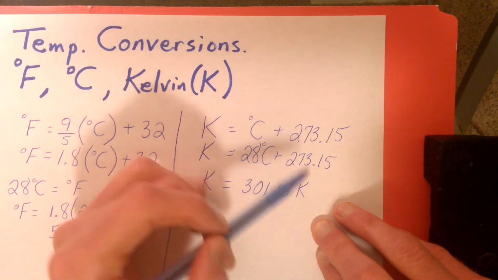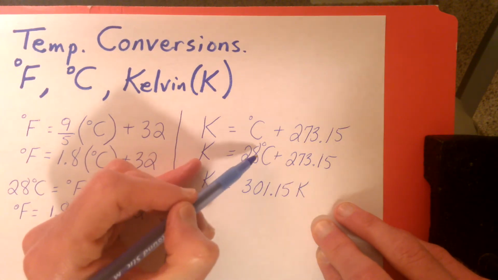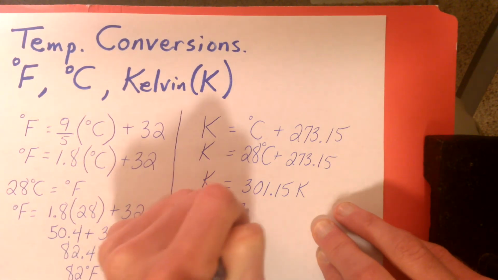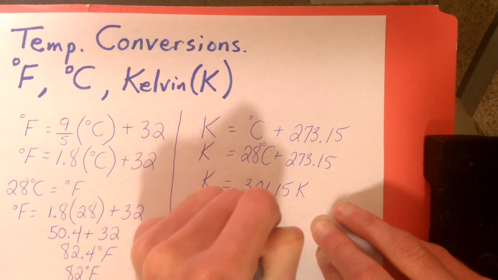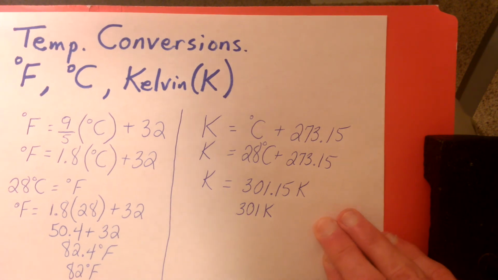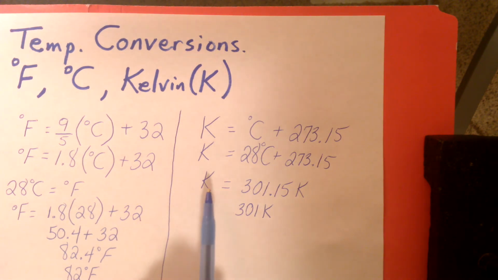Now again, when we are working with significant figures and we're utilizing addition and subtraction, we focus on digits of precision in the decimal position. 28 degrees Celsius has no decimal digits, so this should be rounded to just 301 Kelvin. Okay? So these are the formulas for converting Fahrenheit, Celsius into Kelvin, and Kelvin is the standard measurement of temperature in chemistry. Okay, so become familiar with the Kelvin to Celsius relationship.